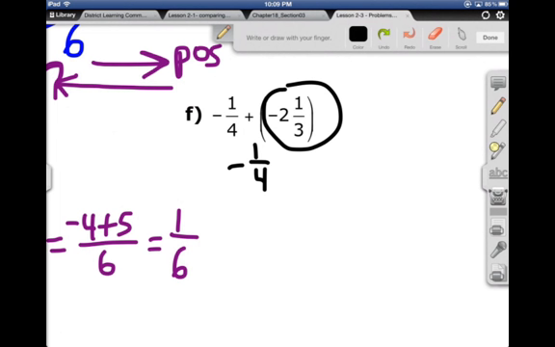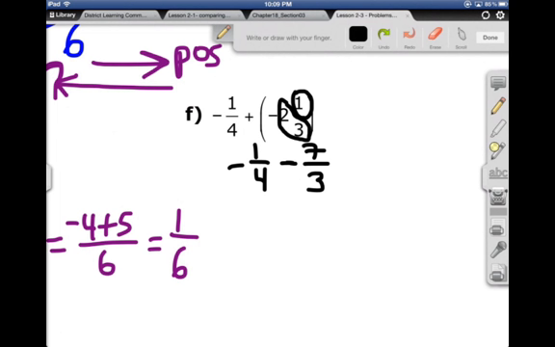So a plus minus, in my mind, you're adding negativity. Oh, that means you're going left on the number line. So that's subtraction. And then I simply look at converting this. 2 times 3 is 6, plus 1 is 7. 7 over 3. There we go.